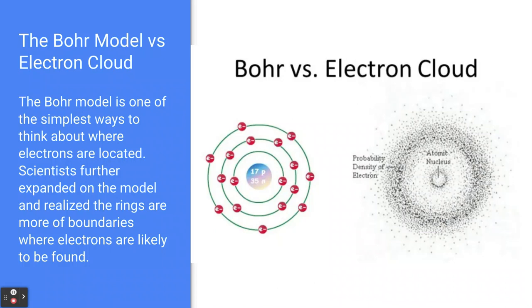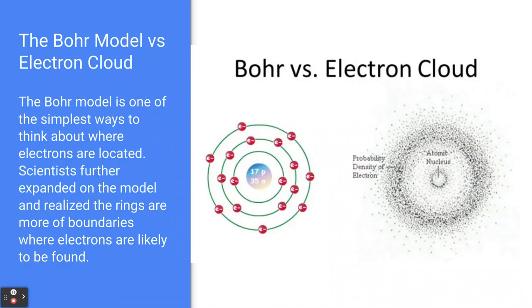Now, it's important to know that the Bohr model isn't actually what's happening. We don't have electrons just spinning in circles in these certain paths around the nucleus. What really happens is that we get kind of this density of electrons. So on the right side, you can see what's called the electron cloud. We can see where those electrons are most likely to be.